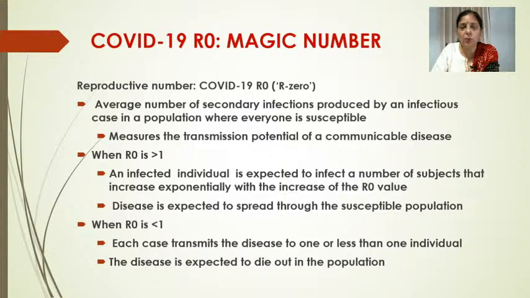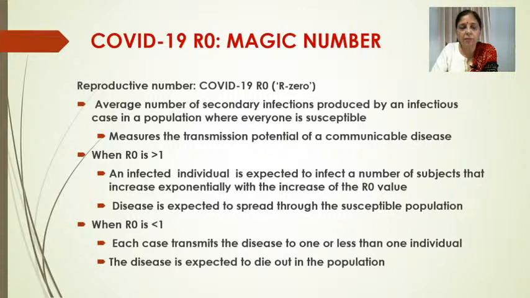Now let's have a look at the COVID-19 R0 number. Is it a magic number that we have been talking about? The COVID-19 R0 number is the reproductive number. That means the average number of secondary infections produced by an infectious case in a population where everyone is susceptible. It is the beginning of the epidemic where everybody is susceptible, and it is the average number of secondary infections that can be produced by a single person. The R0 number measures the transmission potential of a communicable disease. When R0 is more than 1, it means an infected individual is expected to infect more people, and the infection will rise exponentially. The disease is expected to spread through the susceptible population.